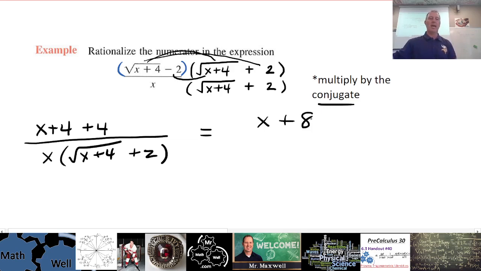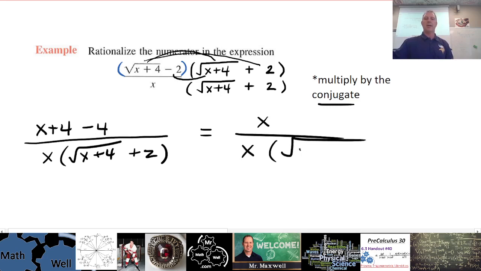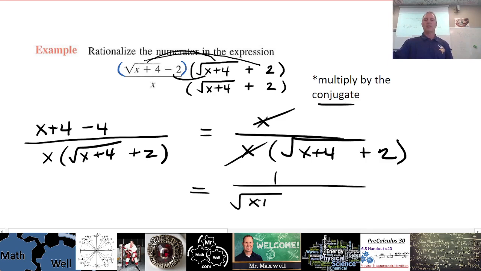Now, in this case, whoa, I put plus, and I should have put minus. That's wrong. Thank you, no one caught that. In this case, we do have a common factor on the top and the bottom, right? I think I said negative 4, but wrote positive 4. Okay, so you see how we have x and x as common factors? So this actually simplifies to 1 over root x plus 4 plus 2.